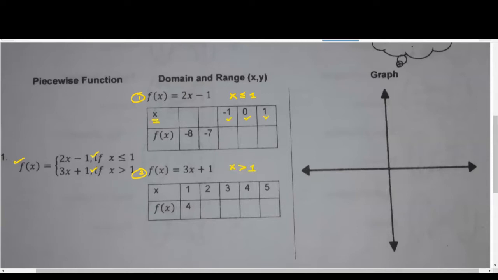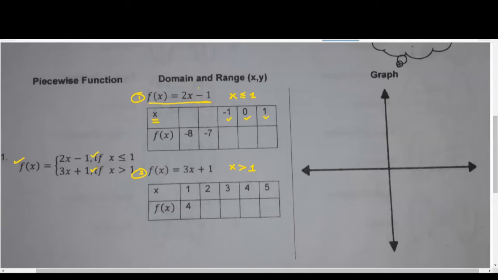Pero hindi muna tayo mag-complete ng table. Mag-graph agad tayo, para maipakita ko sa inyo na 2 points lang ang kailangan para makapag-graph ng line. Sige, i-graph natin itong first linear function. So saan tayo mag-start na value ng x? Ano yung unang value ng x na isa-substitute natin? Mag-start kayo kung saan hinati yung domain. What do I mean by that? Tingnan nyo to. X less than or equal to 1. Mag-start kayo sa value na 1.